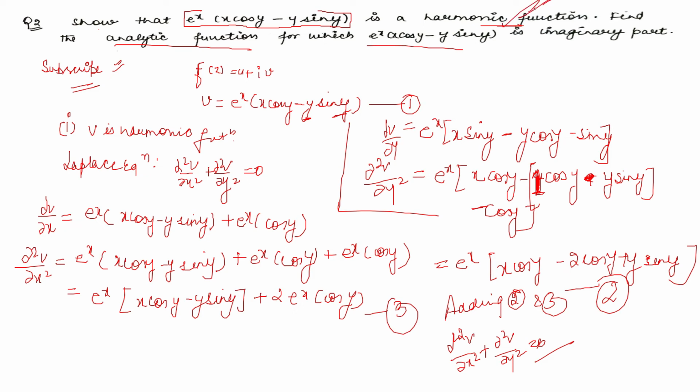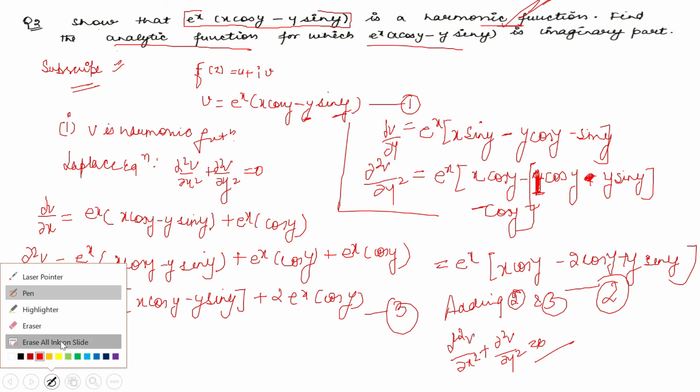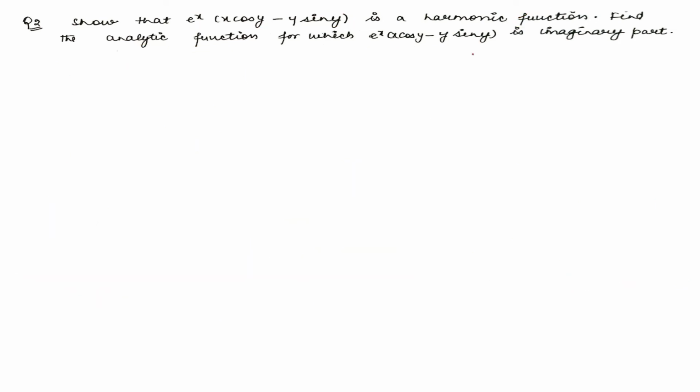Now we have to find the value of f(z) when v is given. So we'll use the second formula of the Milne Thomson method. See, v is given to us as e to the power x (cos y minus y sin y). We have to find the value of f(z).